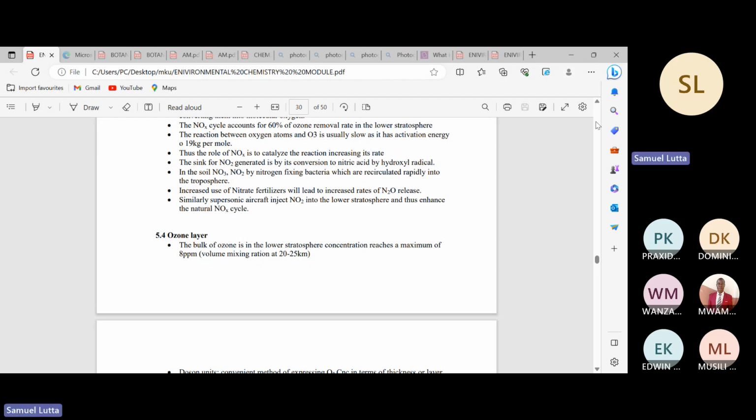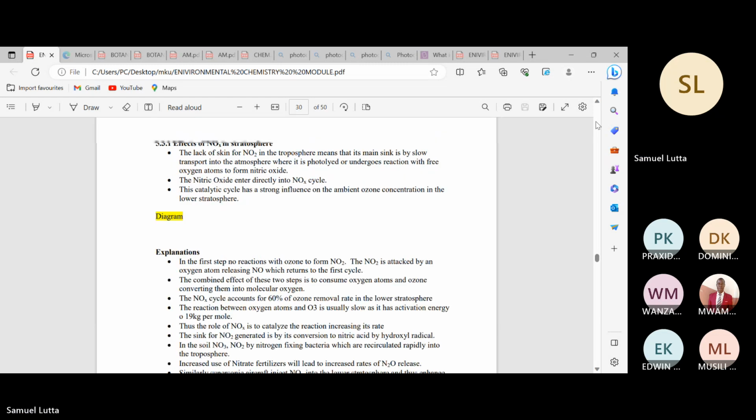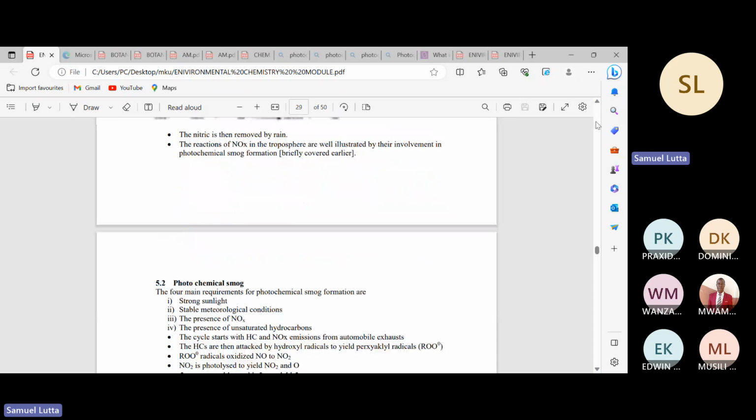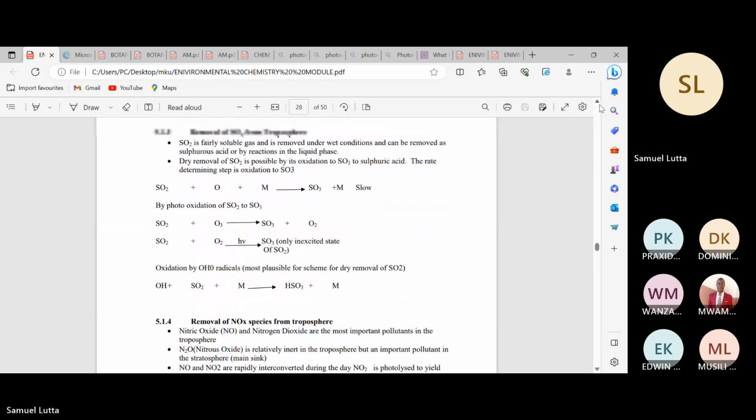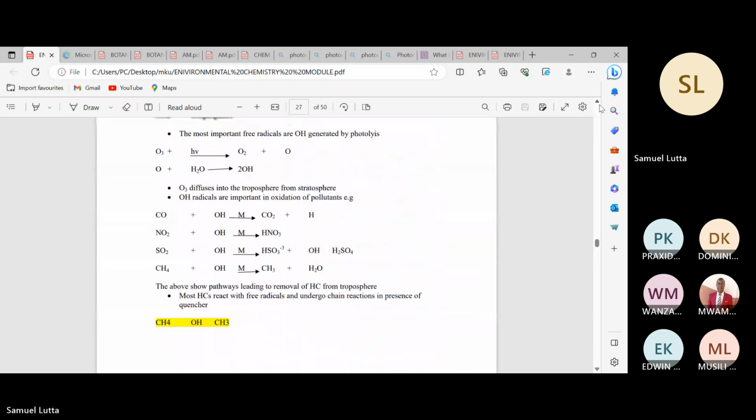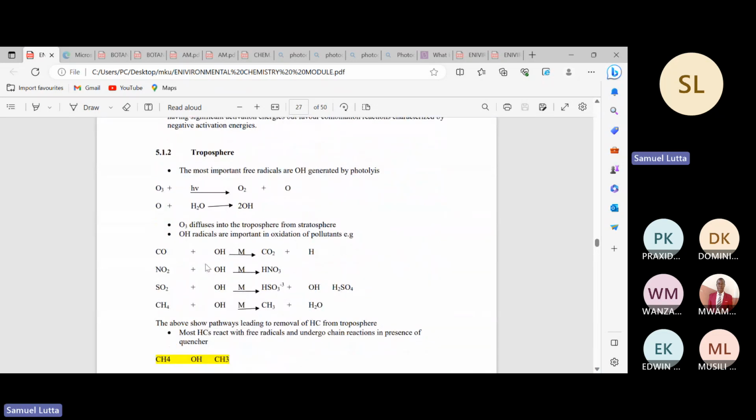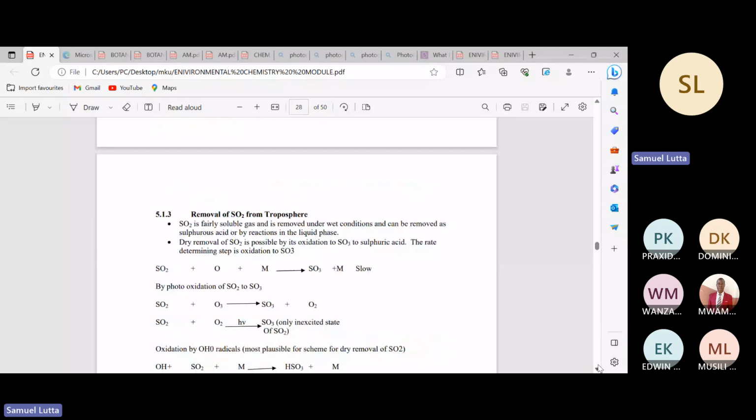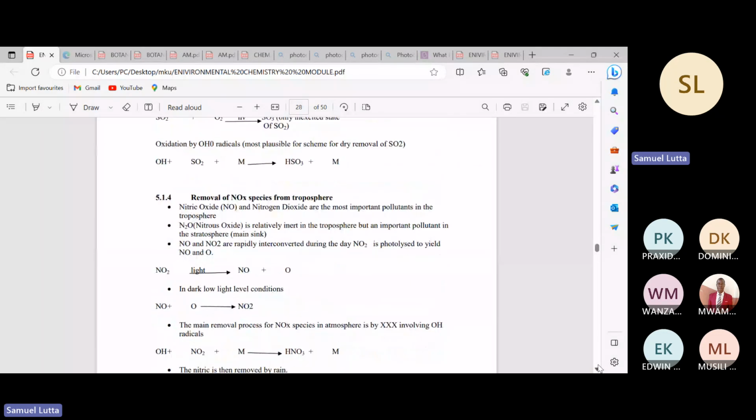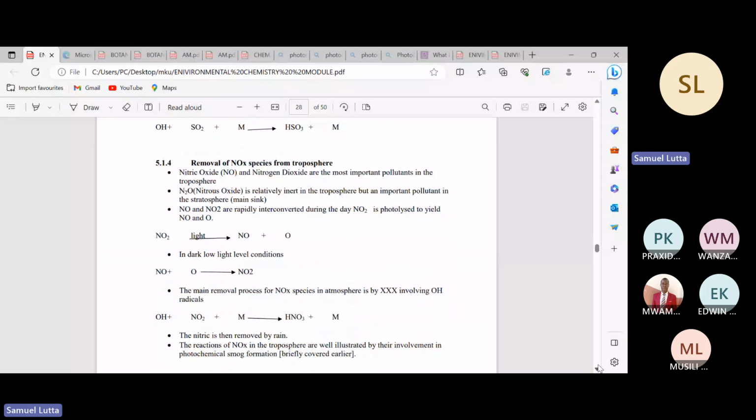I think maybe just to take us back. We are talking about the place where we had the radicals. So I think this is the sink that we are talking about. You can remove this just by reacting it with the hydroxyl radical. So when you talk about a sink, this is something that removes a chemical from the environment.